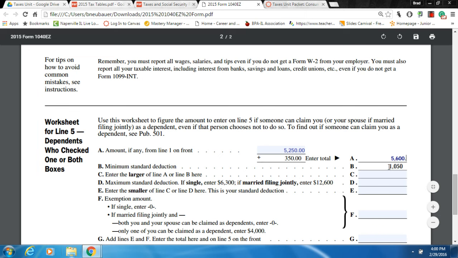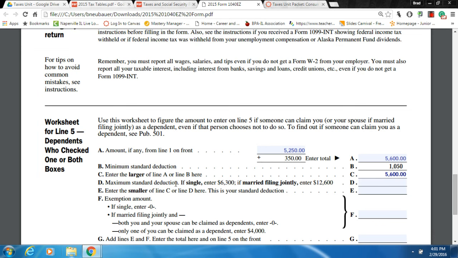What the IRS says is you have a minimum standard deduction of $1,050. Okay, but line C says enter the larger of line A or B. Well, obviously, line A is larger, so we're going to enter that one here on line C. All right, line B says the maximum standard deduction. It's like we said earlier. The standard deduction for the tax year 2015 is $6,300. So if you're single, you get to enter $6,300. So that's what we can enter here. That's the maximum standard deduction he can take.